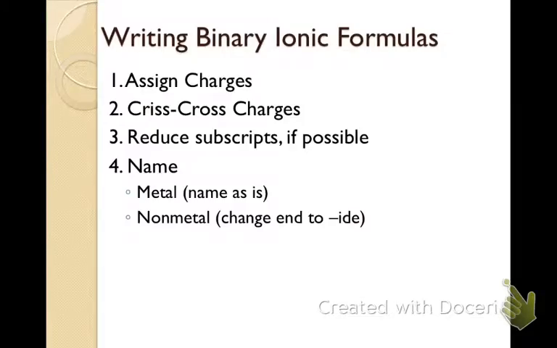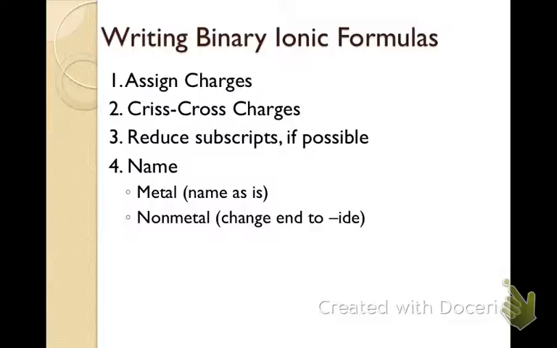So to write binary ionic formulas, we have 4 steps. 1, we need to assign the charges, and that's what we need to know the charges from the periodic table for. Then 2, we crisscross the charges. I'll show you how to do that. 3, we can reduce any of the subscripts. And then 4, we keep the metal name as is, and the non-metal we change to IDE.